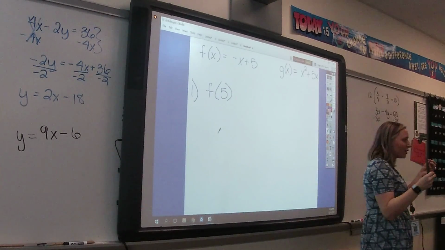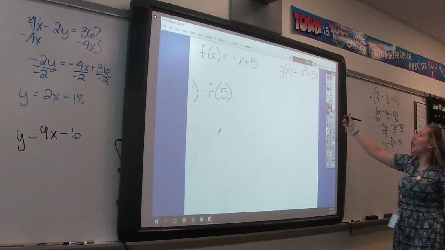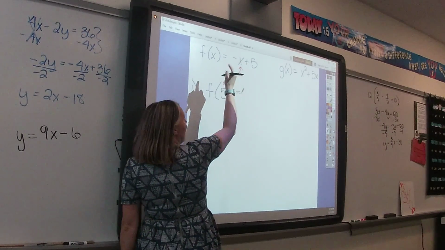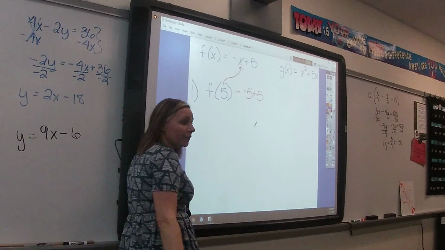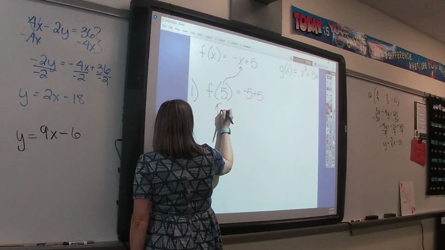So do we see how having that letter there allows us to sort of, it's that first class, right? It's a little bit fancier. So we're going to plug this 5 in for x. So now instead of saying negative x plus 5, I'm going to say negative 5 plus 5. And so what will f of 5 equal?